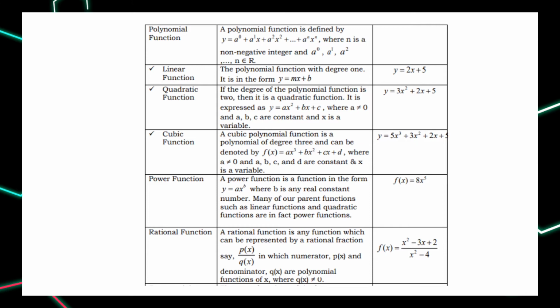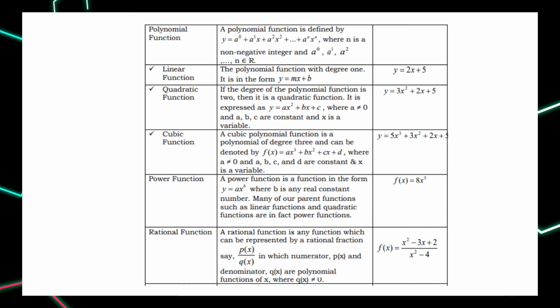So unang uri ng polynomial function is the linear function. So kapag sinabi natin linear function, ang highest degree niya ay 1. So in this example, y equals 2x plus 5. Ang highest degree ng x dito ay 1. So that is linear. So sa quadratic function naman, kapag ang highest degree ng polynomial function ay 2, so that is quadratic function. So sa cubic naman, kapag ang highest degree ng exponent ng polynomial function ay 3, then it is termed as cubic function.